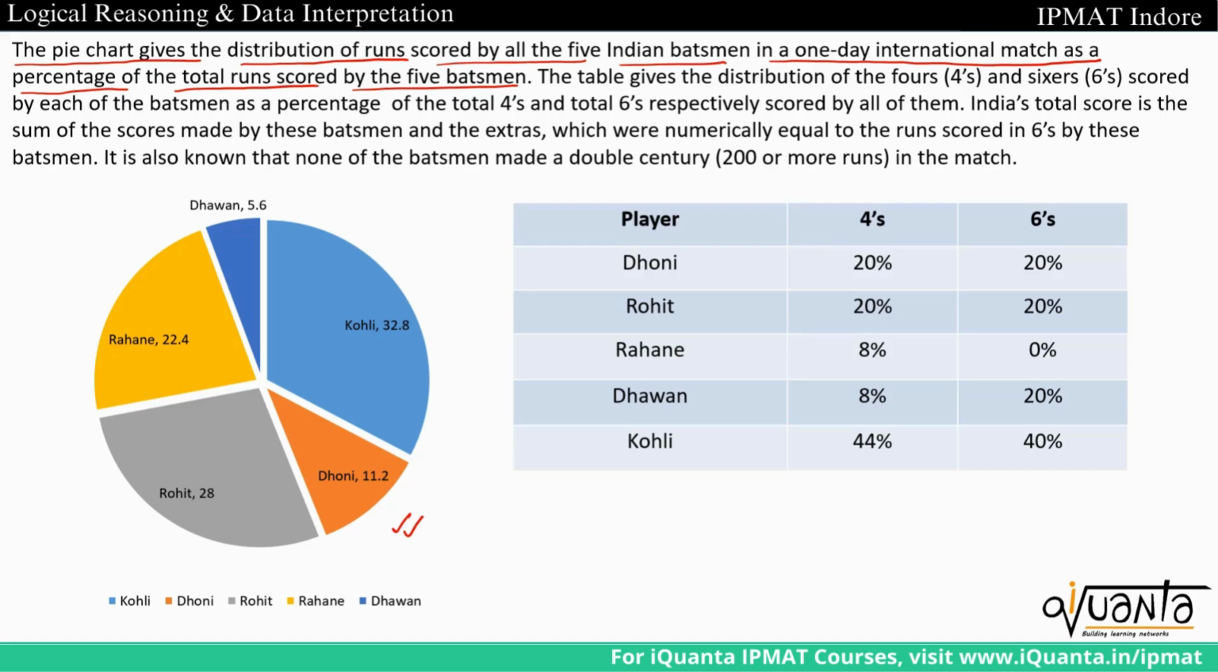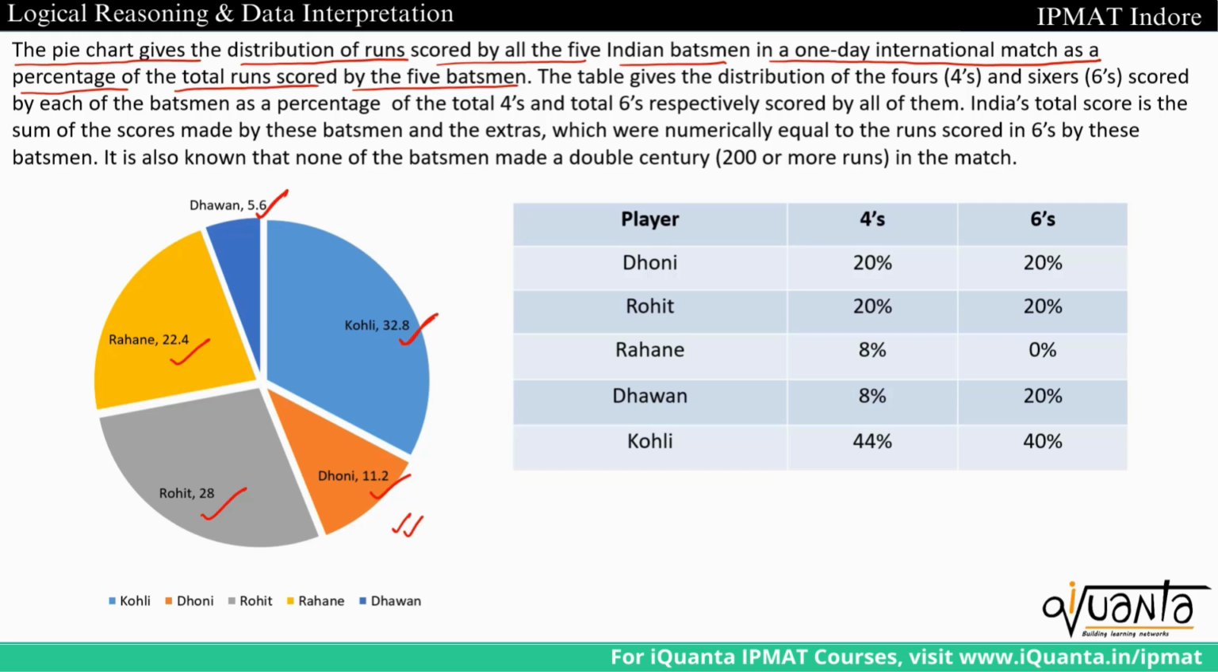So that means Dhawan is scoring 5.6% of the total runs scored in that match. Kohli scored 32.8% of the total runs scored in that match. Similarly, Dhoni scored 11.2% of the total runs scored in that match. Rohit scored 28% of the total runs scored in that match, and similarly Rahane scored 22.4% of the total runs scored in that match.